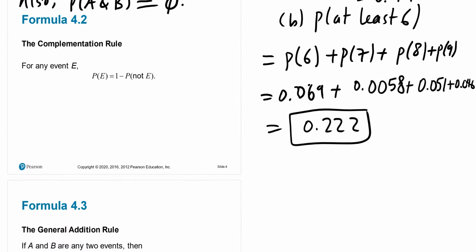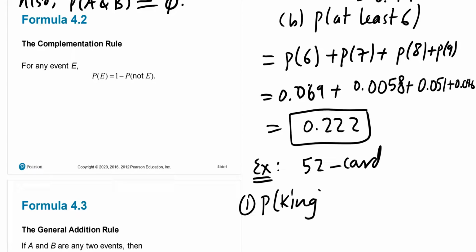Another example of that. Let's say we have a 52 card deck. We would like to find the probability of withdrawing a king, let's say for now, a king. Well, there are 52 cards. How many kings are there? There are 4 kings. Don't forget to reduce this by 4: 1 over 13.